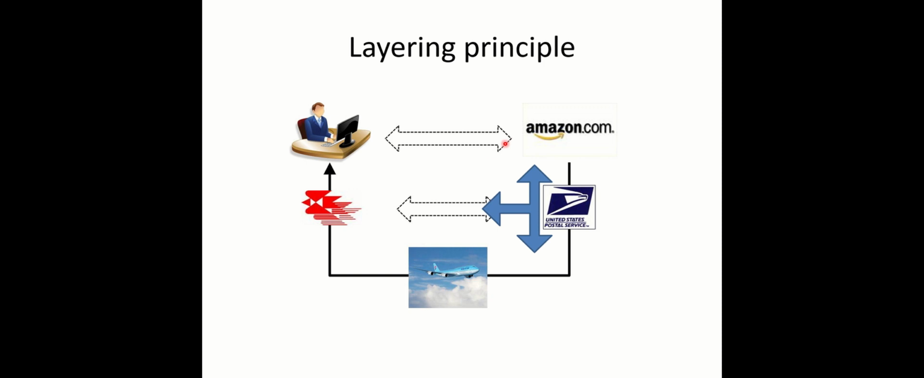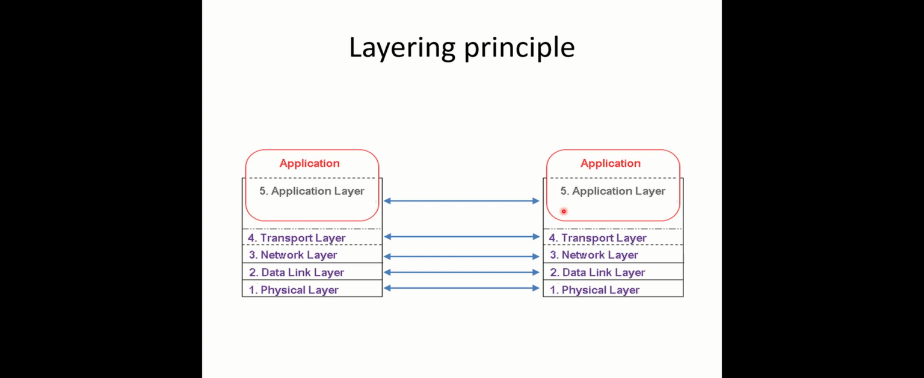So these services are layered, and they are recursively called by the layer immediately above it. So just like this, in Internet protocols we have the same layering principle. We have 5 layers. That's what we saw in an earlier slide.